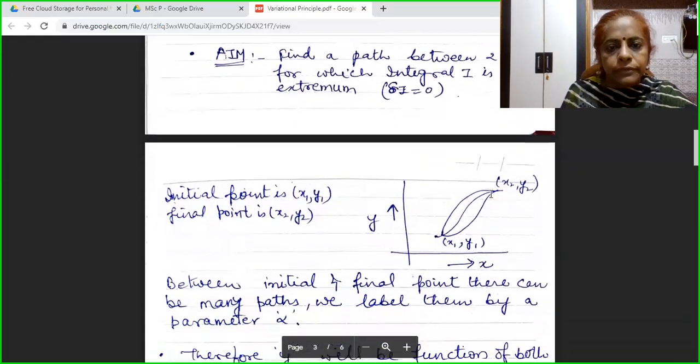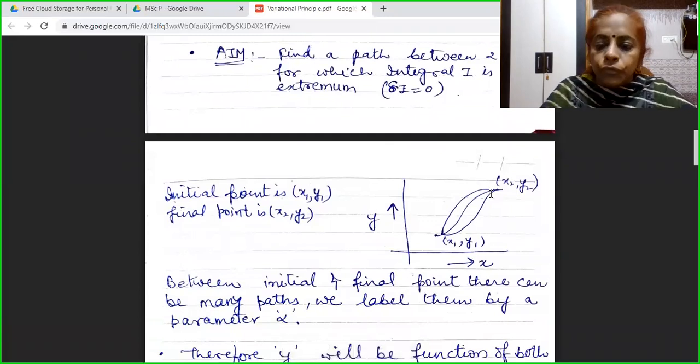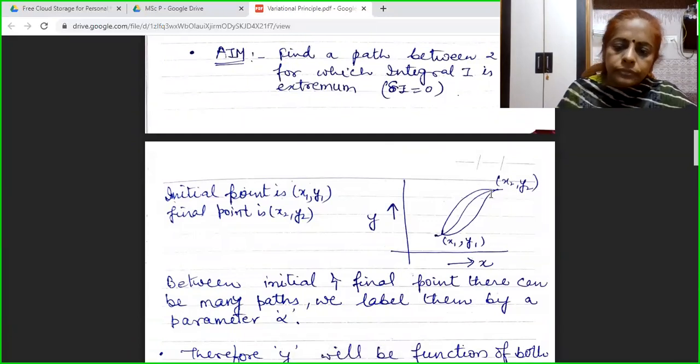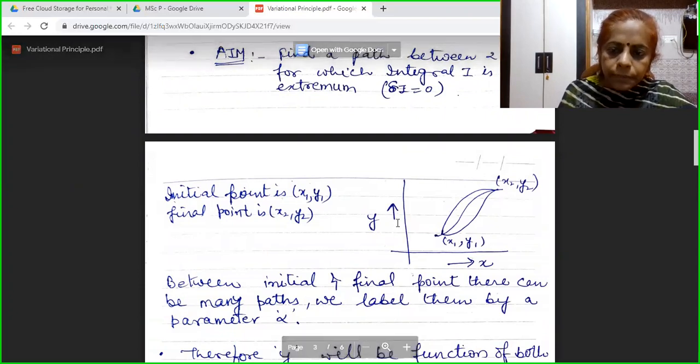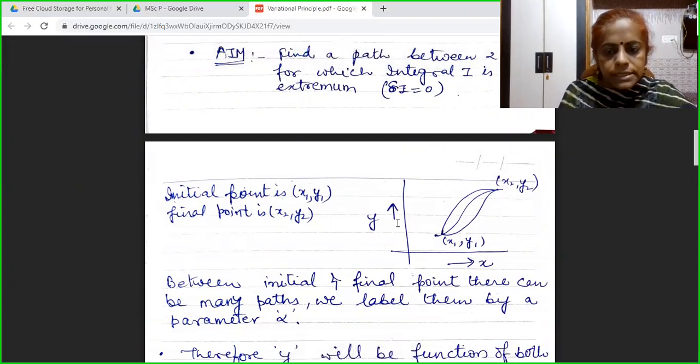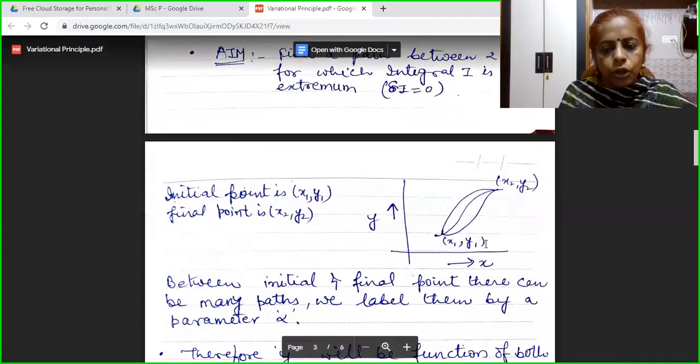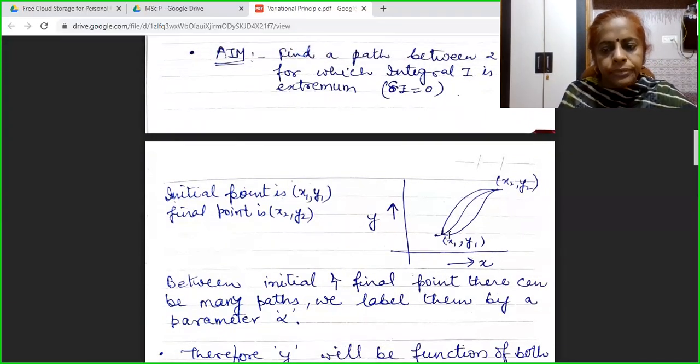Now I'm going to derive the variational principle. For this purpose, I have drawn a graph. Since y is a dependent variable, I have taken it on the y-axis, and x is plotted on the x-axis. Here, this is the initial point, x1, y1, and the final point is x2, y2. Between these 2 points, we can have a number of paths. I have shown here 3 paths. We can have an infinite number of paths between these initial and final points.